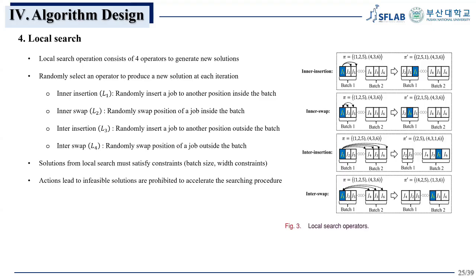The second, L2, is inner swap, where we randomly swap the positions of jobs inside the batch. The third, inter-insertion, we randomly insert a job to another position outside of the batch. The fourth, inter-swap, we randomly swap the positions of jobs outside of the batch.